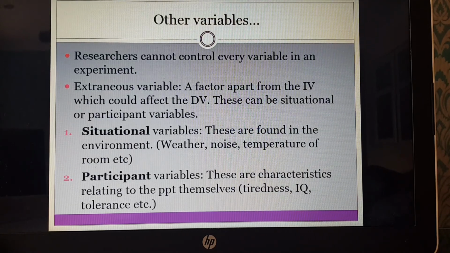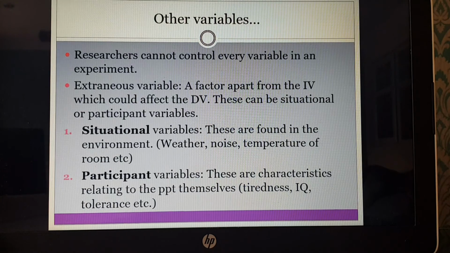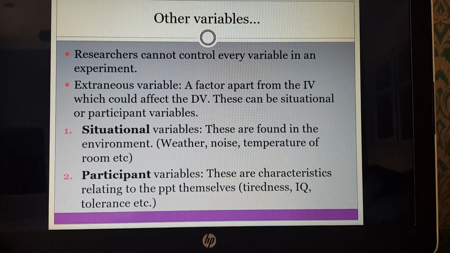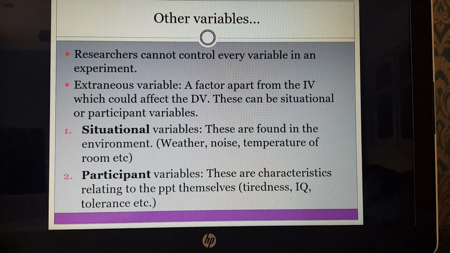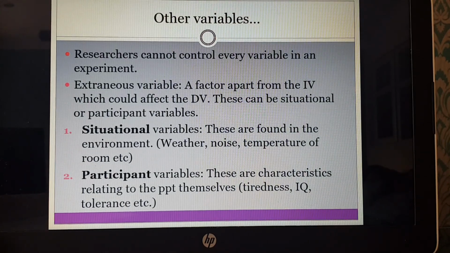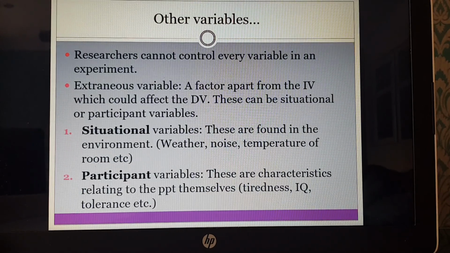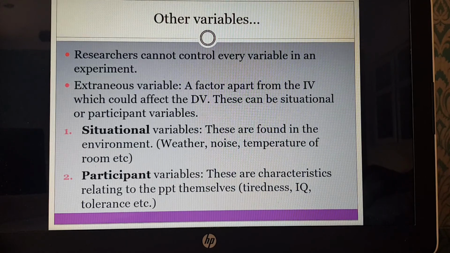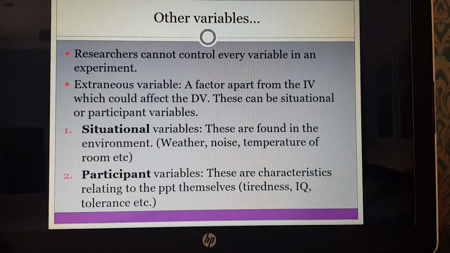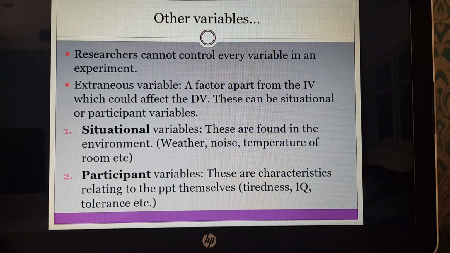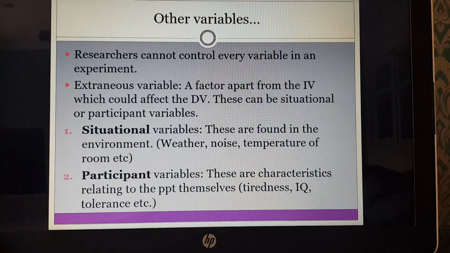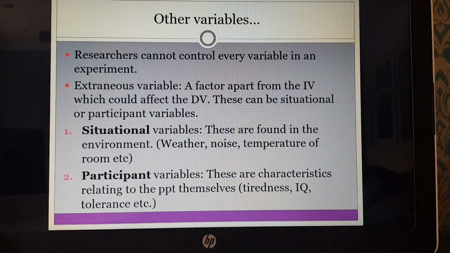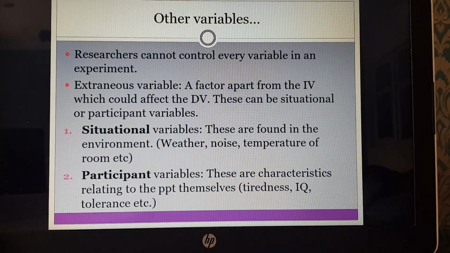There are also other variables in psychology which you need to be aware of. Researchers cannot obviously control every single variable in an experiment. It's very difficult or almost impossible. So there's something called extraneous variables, which are variables that could affect the dependent variable. These can be divided into situational or participant variables. Situational variables are related to the environment, things that we can't really control, such as the weather if it's an outdoor study, the amount of noise, temperature of the room, etc. So it's things that are very difficult to control in the experiment.